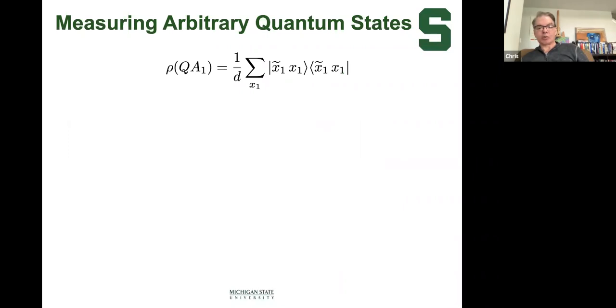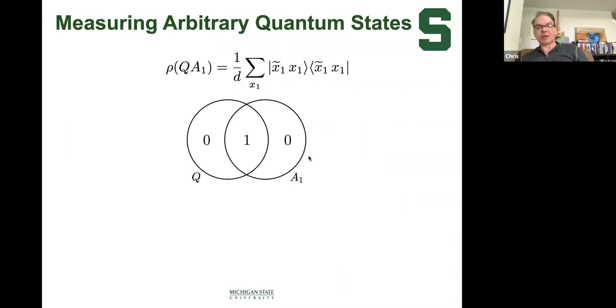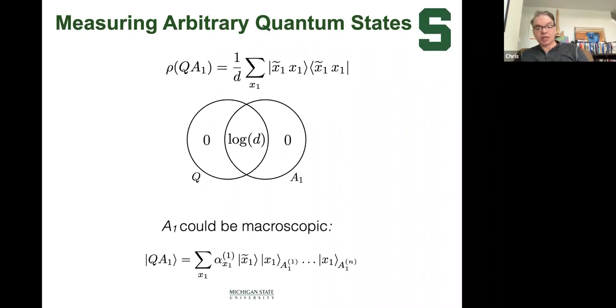Let's first take a look at what that looks like information theoretically. If this Q was a qubit, then you can easily calculate that, in fact, I have a shared bit between the density matrix of the quantum state and the density matrix of the measurement device. In other words, I have a perfect measurement as far as classical extraction of information is concerned. If I have a qubit, of course, this information is log d. So everything looks good. And I remind you, A1 could be macroscopic.